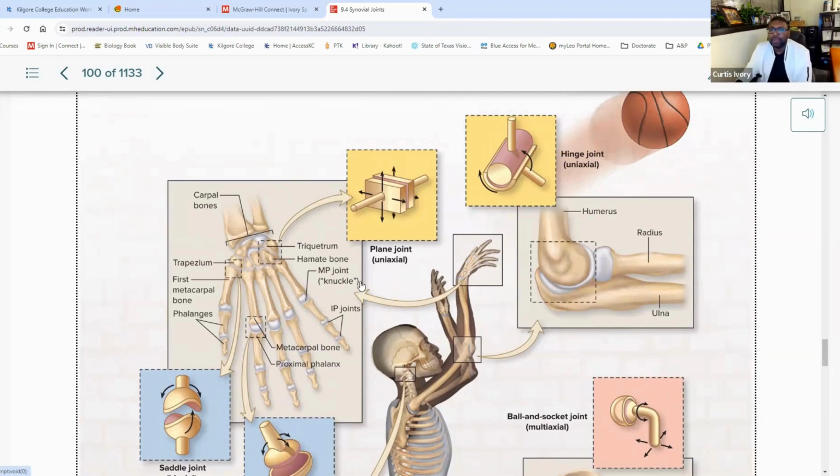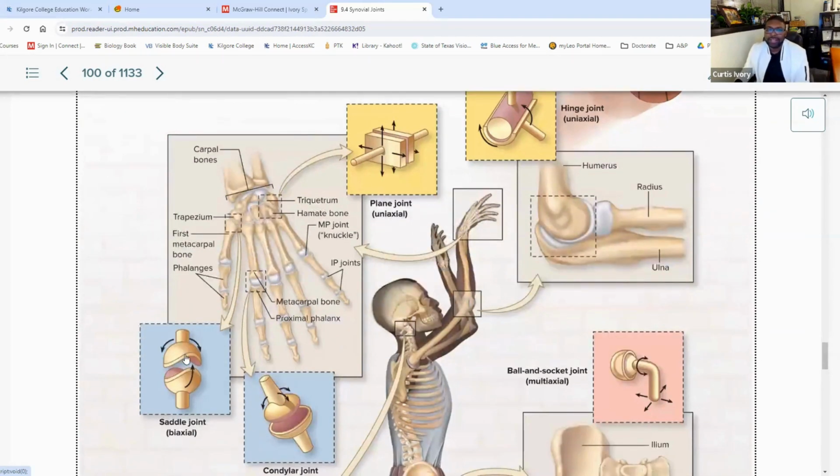We have a plane joint, which is uniaxial, so it does not really move. Like our wrist bones, they don't move. They're pretty much in place. They don't really have much movement unless you sprain them or you fracture them. They really don't typically move.